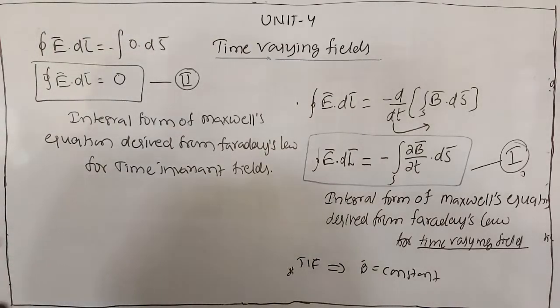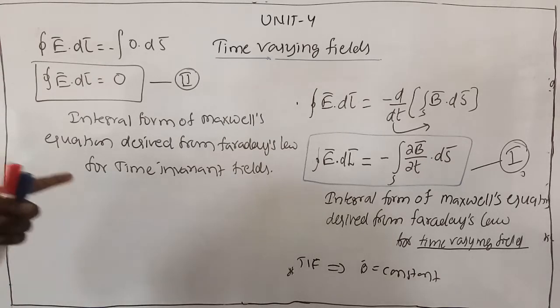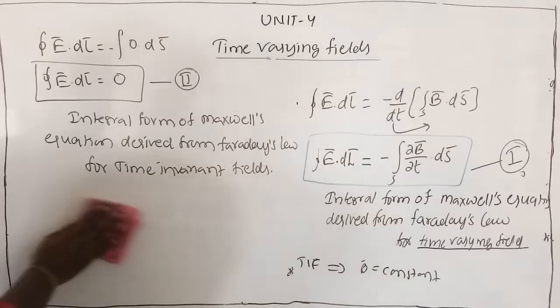Okay, now see, so up to now we have seen the integral form of Faraday's law for time varying fields and the integral form of Maxwell's equation derived from Faraday's law for time invariant fields. Now we will see the point form of Maxwell's equation.